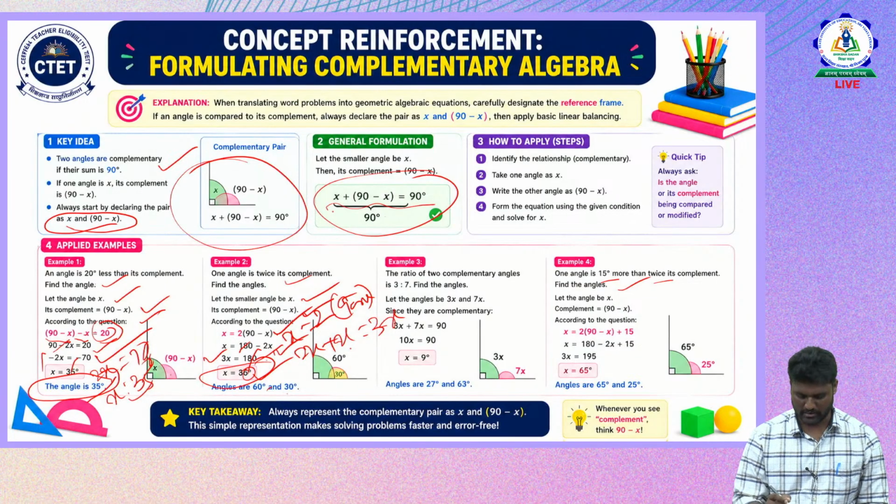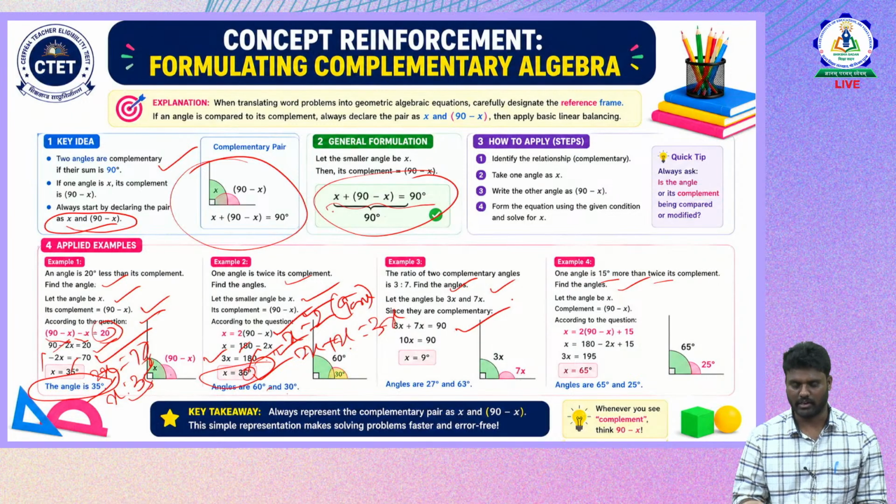So now let us assume, we don't know what those angles are. Assume the angles to be 3x and 7x. Since they are both complementary angles, the sum of the complementary angles will become 3x plus 7x is equal to 90. Now if you add this, 3x plus 7x is equal to 10x equal to 90, where x is equal to 9 degrees.